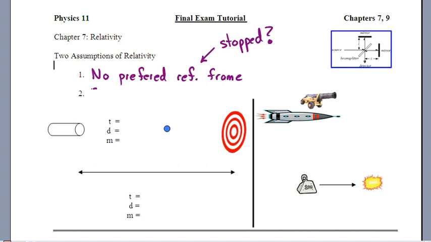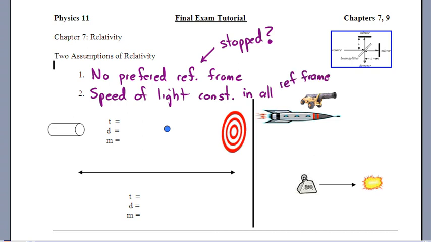And the other one is the speed of light being constant, at least the speed of light in a vacuum, in every single reference frame. So I'm just going to write that in here. Speed of light, running out of room, why don't we just say constant? And I'm just going to add in there in all reference frames. Okay, so those are the two things that you need to know to get into special relativity, and then it gets really interesting from there.